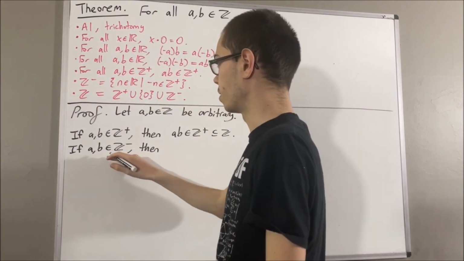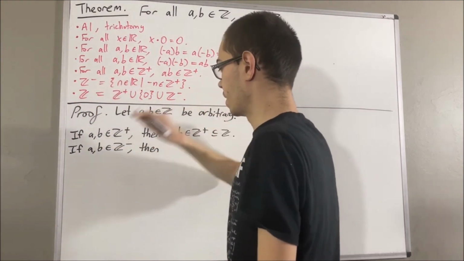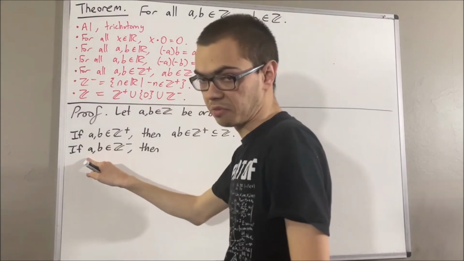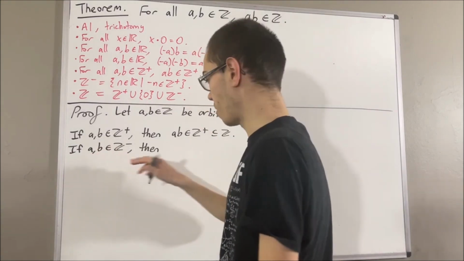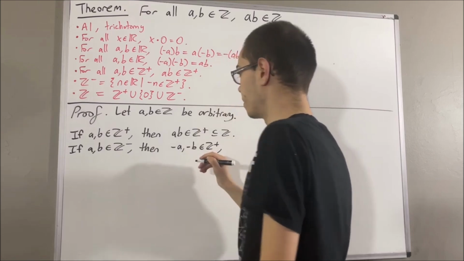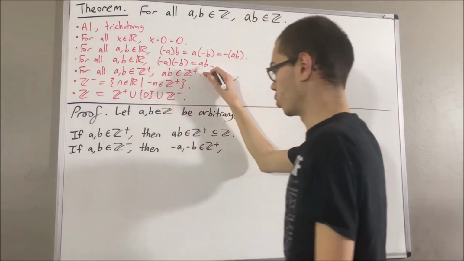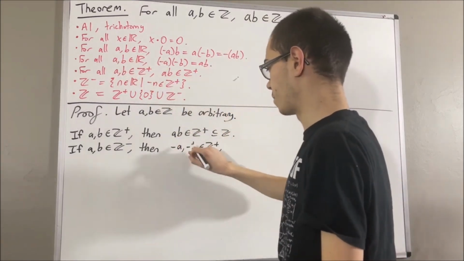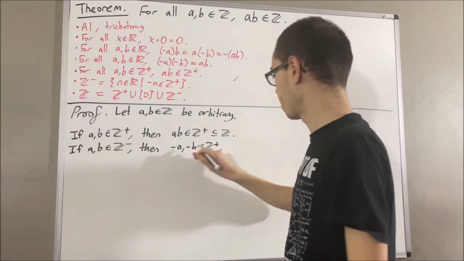If this happens, well, by definition of the negative integers, this tells us that negative a is a positive integer and negative b is a positive integer. So then, since the positive integers is closed under multiplication, we have negative a times negative b is a positive integer.